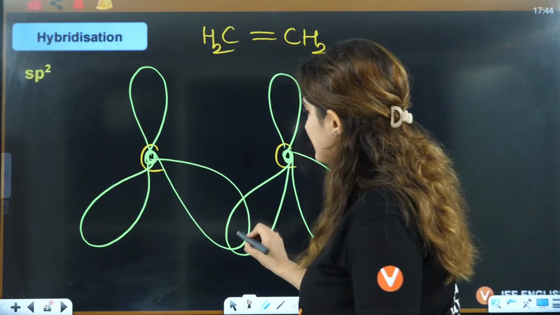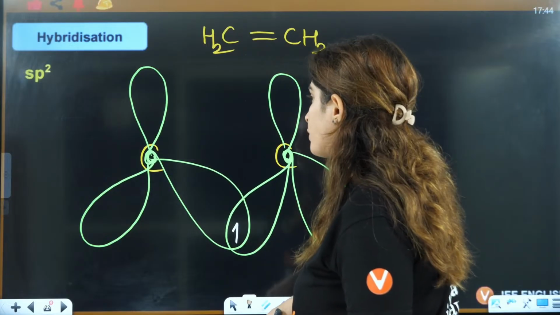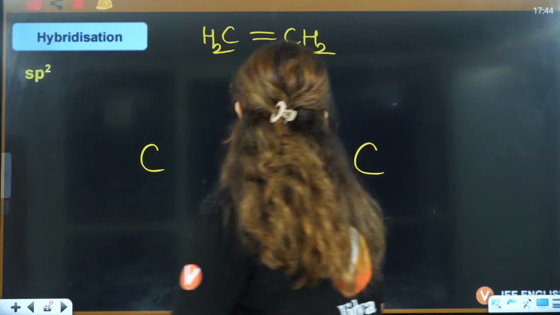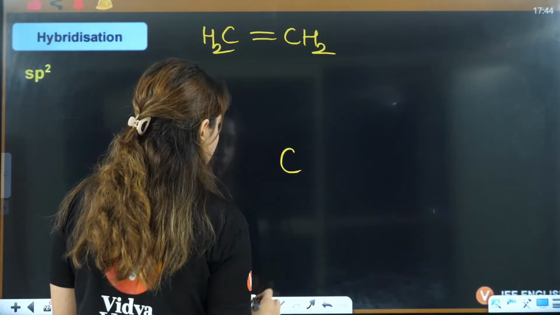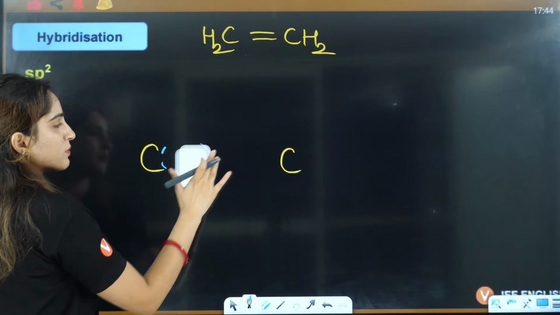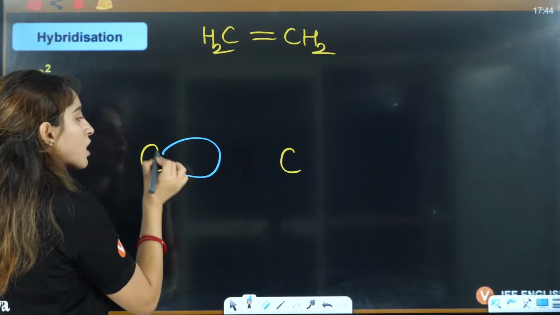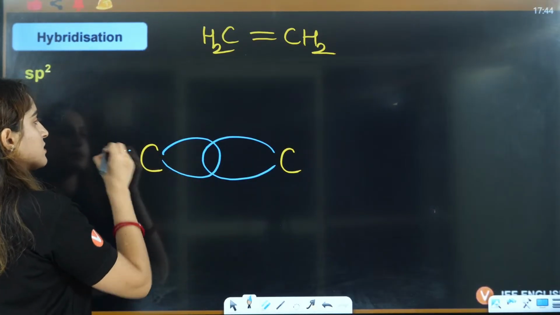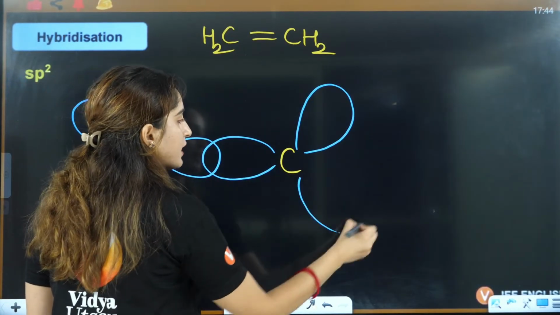Now this bond is a sigma bond between... to make it better, what you can do? Instead of this, draw it like this so that you can properly understand. I'm just drawing the hybrid orbital like this, because otherwise a lot of mess will get created. So this is sp2, this is its sp2, and this is sp2 and this is sp2. This is also sp2 of the other carbon.